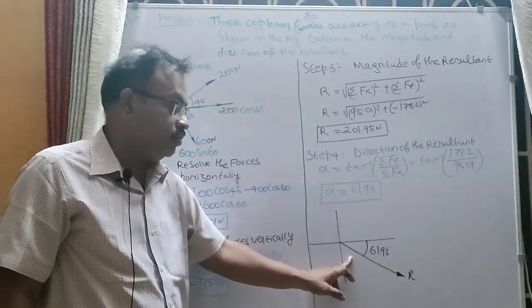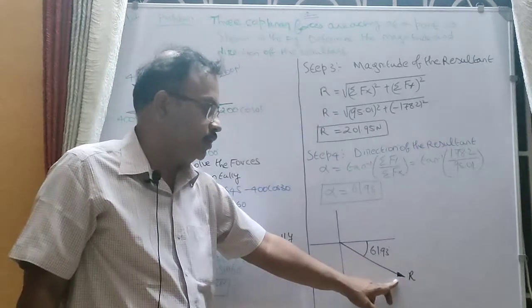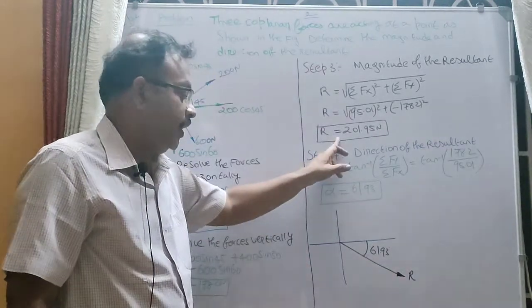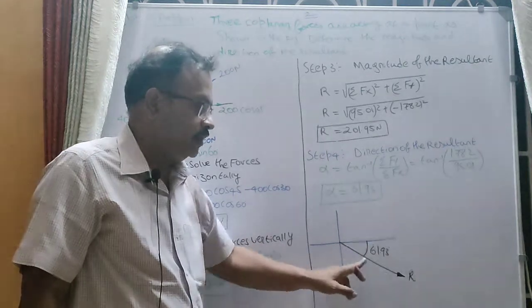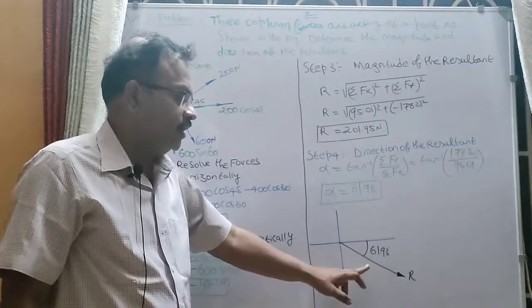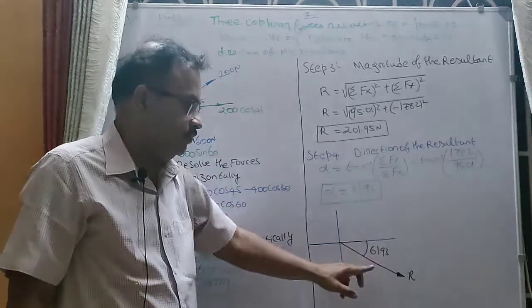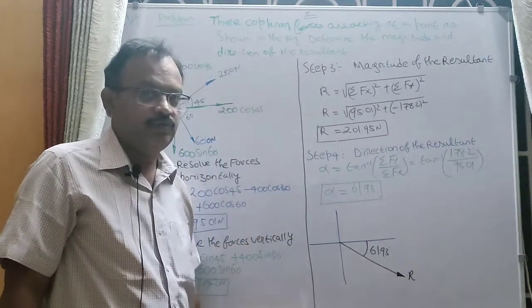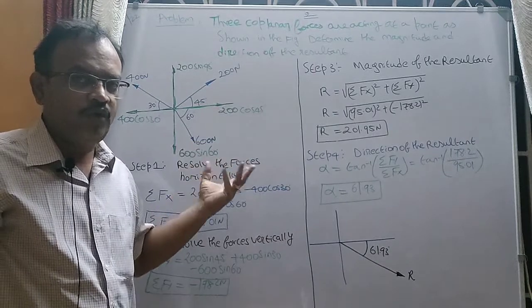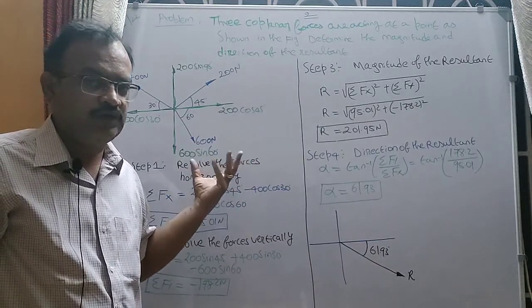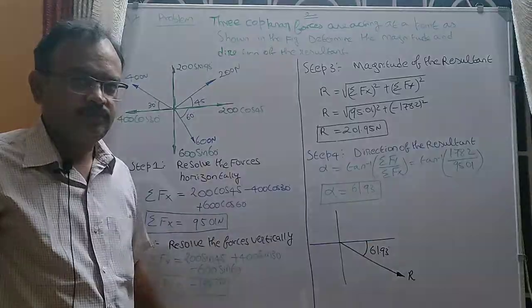Sorry, it will be in the fourth quadrant. So R is equal to 201.95 acting at an angle of 61.93 degrees in the fourth quadrant. Now if you resolve this resultant, you will get Fx as positive and Fy as negative. So this is the methodology to determine the resultant of more than two coplanar concurrent forces acting at a point.